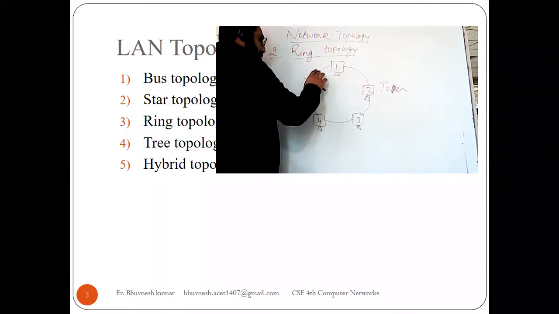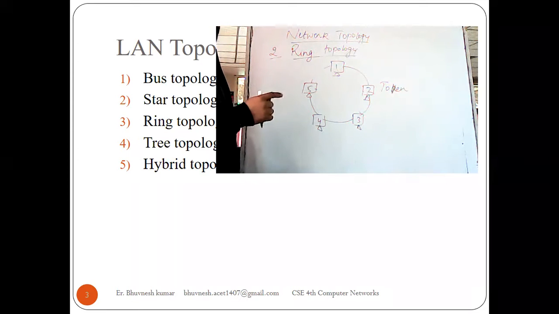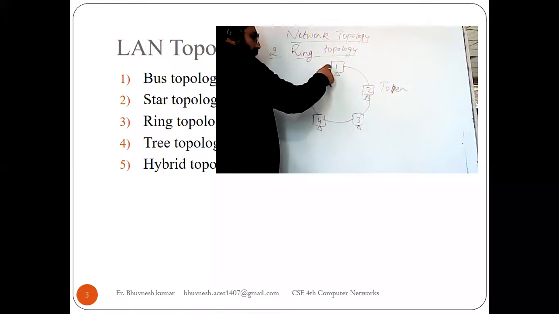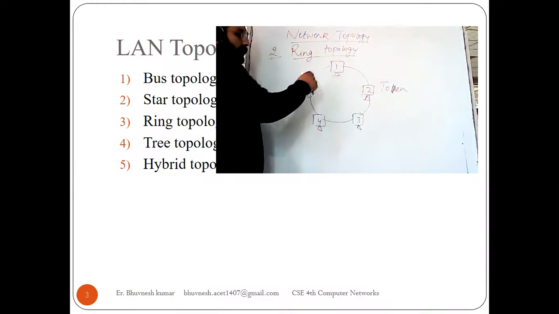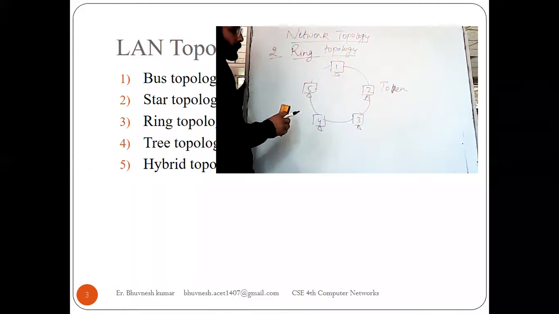And the disadvantage is that if the ring breaks or your connection breaks, then in this manner your PC5 and PC1 never communicate with each other. And this is your ring topology.